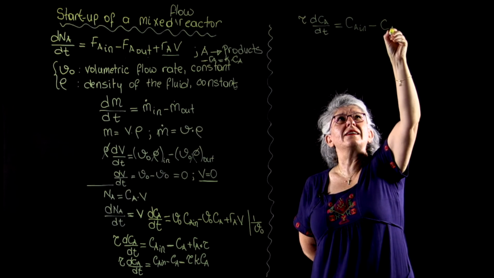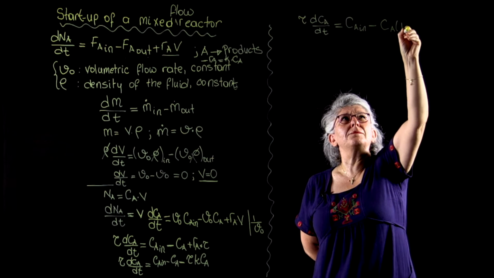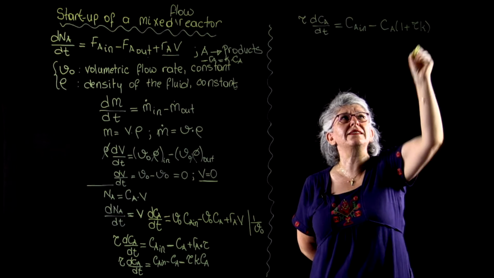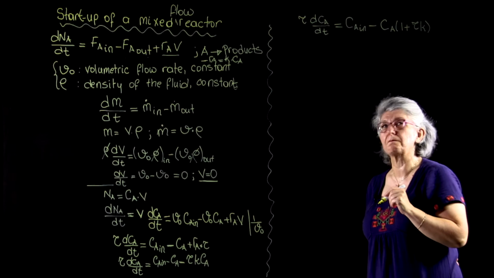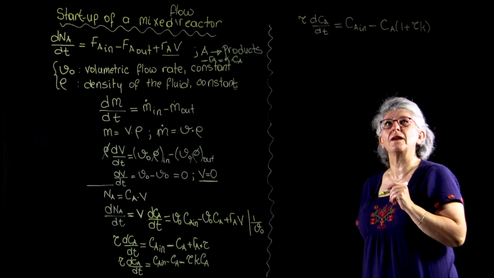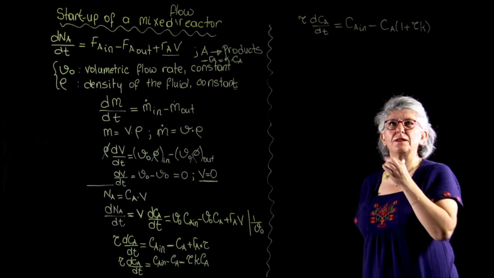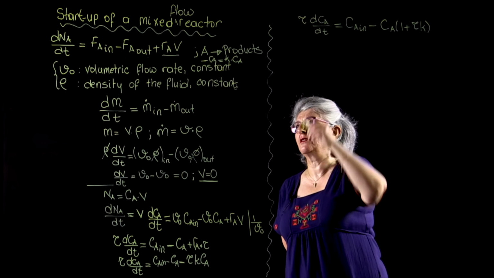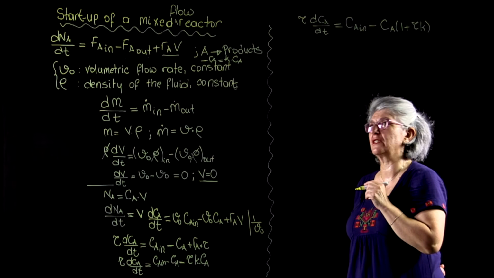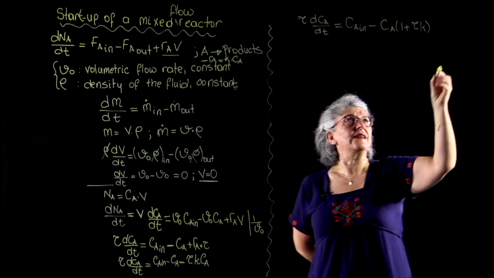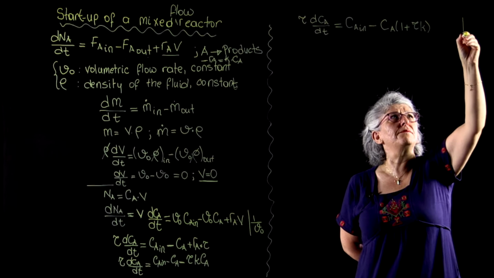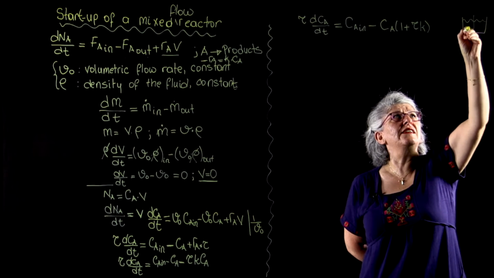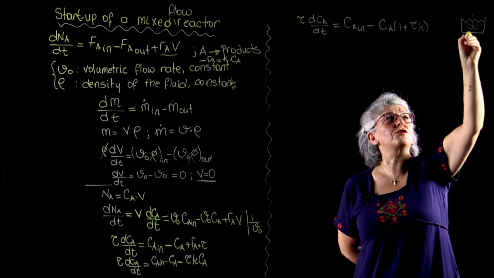Ca times 1 plus tau k. Remember, tau k was the Damköhler number. It was a dimensionless quantity. And now I need a boundary condition. My boundary condition will represent a stirred mixed flow reactor, which is initially filled with pure solvent.